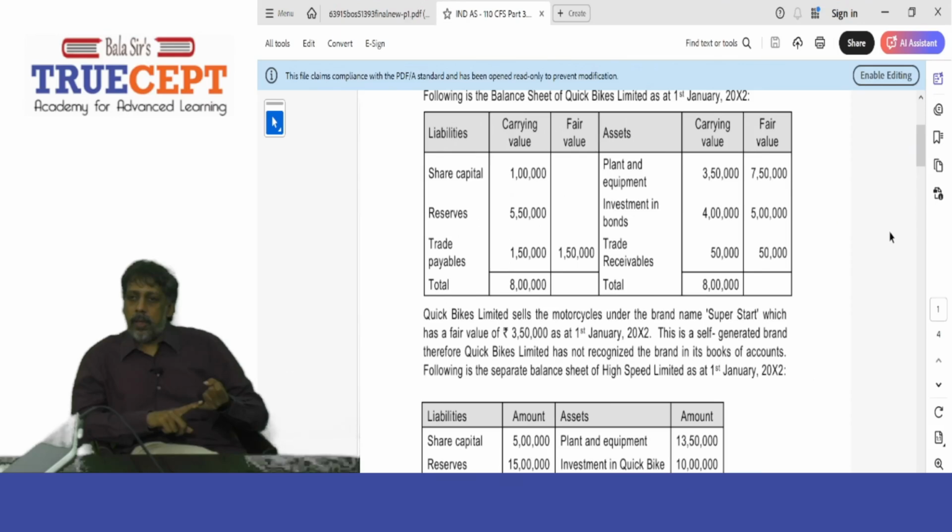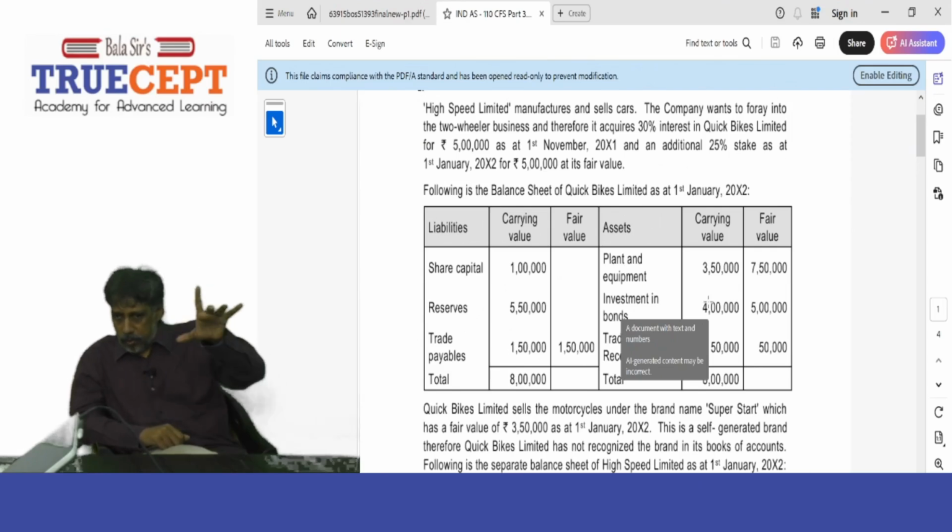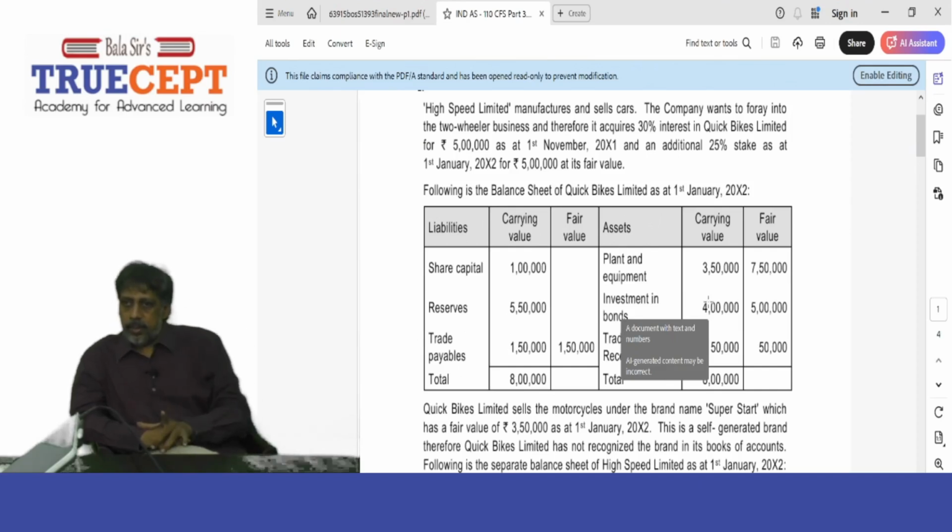What is A1? The amount I paid on 1st Jan X2, how much? 5 lakh. Plus NCI, how much? Remember, I got 9 lakh. And then fair value of previously held interest, how much? I got 6 lakh. Add all the three: 20 lakh. Minus 15 lakh, para 32B. Just now we got 15 lakh.